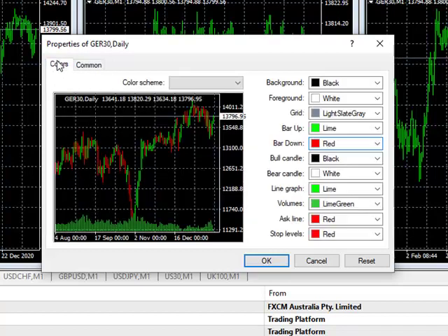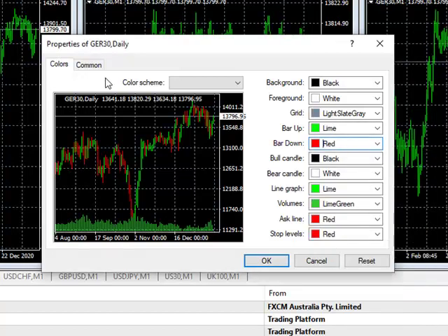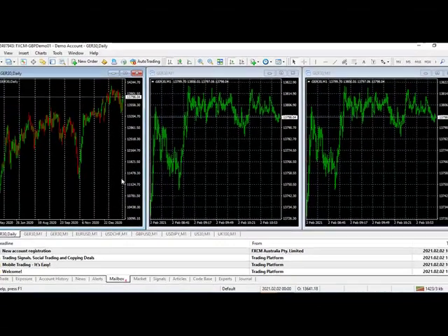So we got the colors. Bar up is lime green, which is a nice bright green, which shows well on the black. And bar down, which is the reddest of reds you can get, which shows nice and clearly on the chart once again. And in common, we have bar chart, we have period separators. That is it. Okay. Click on OK. And we have our chart here.